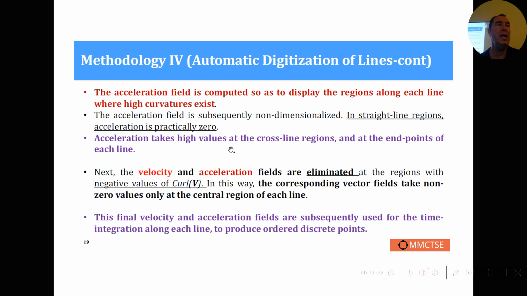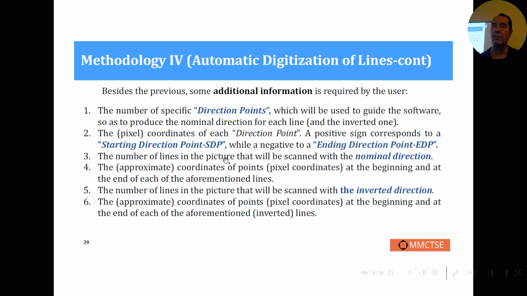And we take the non-zero values and we march along these values using a time integration scheme. So this is the numerical method. In essence, now we want to have an integrated software. I'll give you a hint at the end after some examples. The user can decide where to start and where to stop this scanning process of digitizing lines. So we have some directional points, a starting point and an ending point that the user can use. You can scan the image following this algorithm in the nominal or the inverted direction.